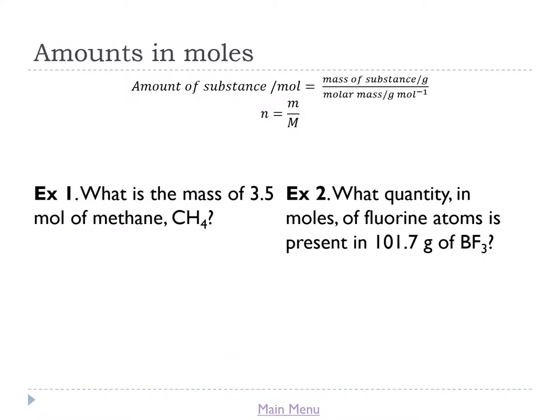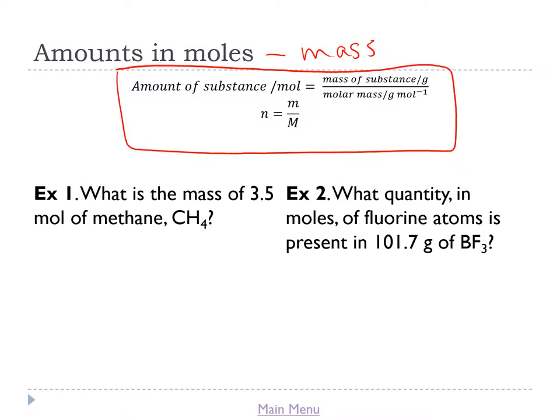Now, a lot of this topic focuses on doing calculations of amounts of moles from various different starting points. We're going to start off looking at how to calculate moles from the mass of a substance, and we're going to use this equation here. Super easy. The amount of substance in moles equals the mass of that substance in grams divided by the molar mass of that substance in grams per mole. And we can look at that as a symbol version, as n equals little m over big M.